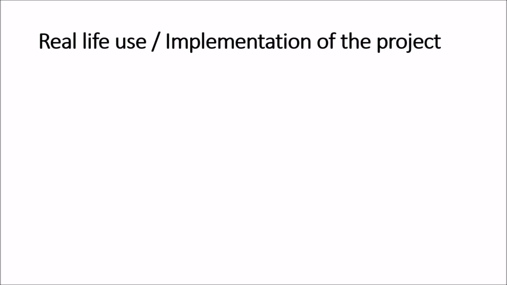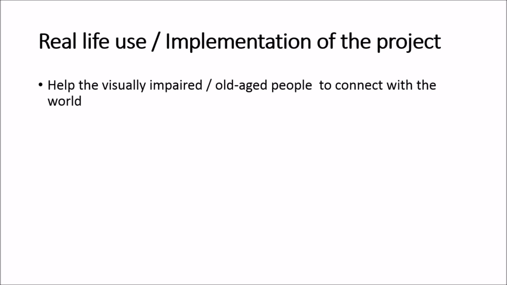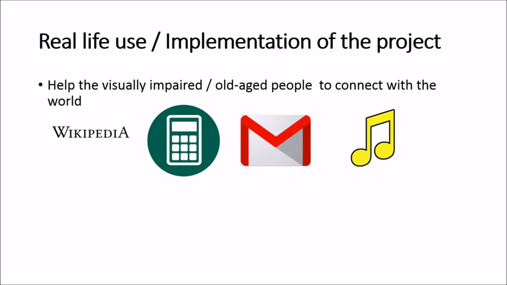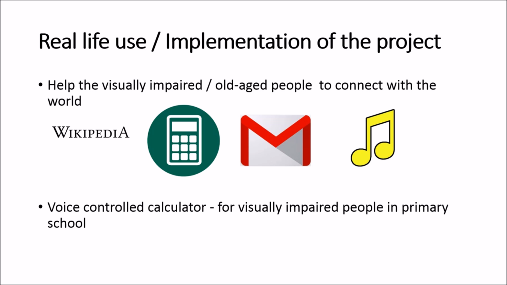The project can be used in various real life scenarios and implementations. It can be installed in any home and a person can interact with it while doing anything. It's just like an assistant but all artificial intelligence. This project can help the visually impaired to connect with the world by giving them access to Wikipedia, calculator, email, and music, all through the voice. The voice controlled calculator can be used as it is for visually impaired people in primary school.